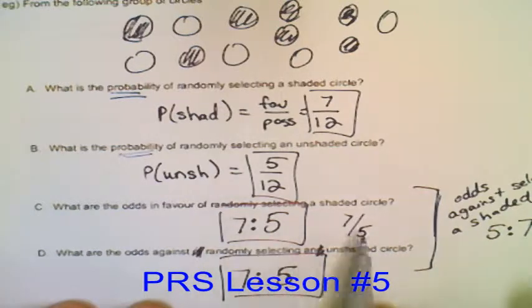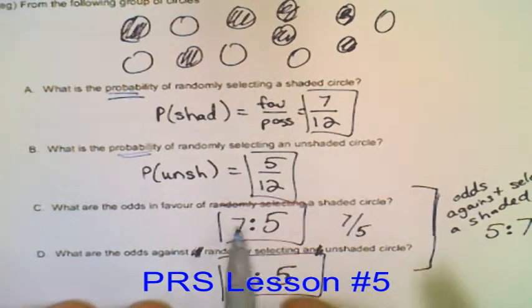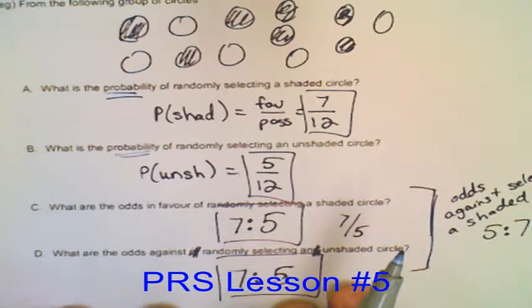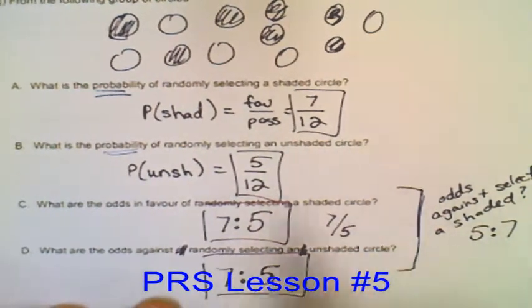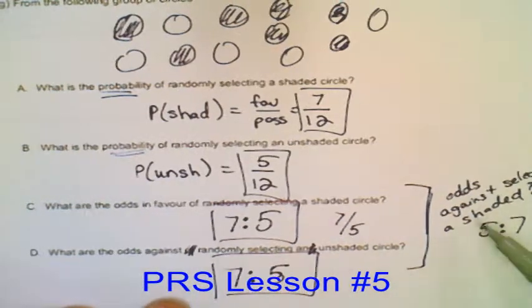7 to 5. Okay, so 7 to 5. There are 7 shaded, 5 unshaded. 7 to 5, which could be written as a fraction, 7 over 5. But for the purposes of today, I'm just going to try to write them as colons, just to distinguish them. But really, they're the same.